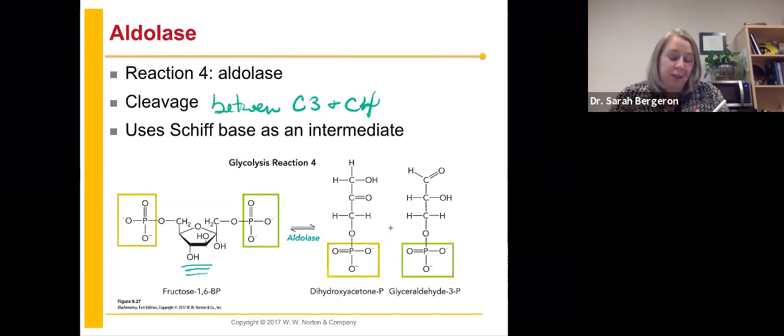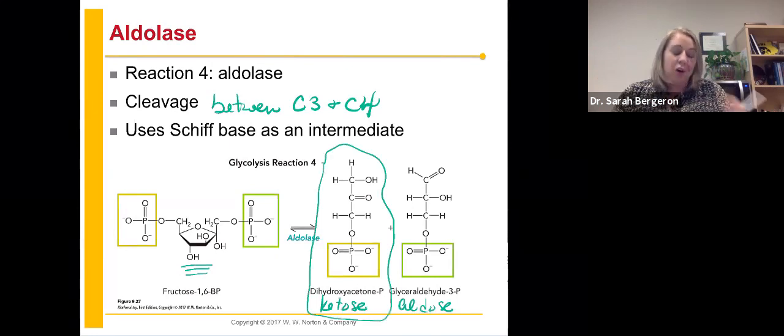You get glyceraldehyde-3-phosphate, which is great. This is an aldose. That's awesome because glyceraldehyde-3-phosphate is a substrate in the next reaction. But we have a problem. We also made dihydroxyacetone phosphate, and we can't use it. That's a ketose. So we're going to have to get this converted over to glyceraldehyde-3-phosphate in order to proceed, right?